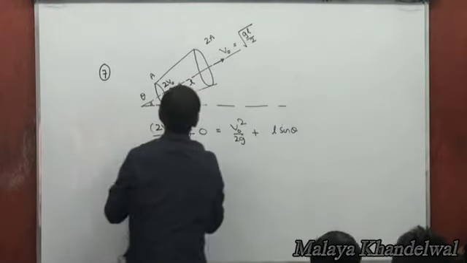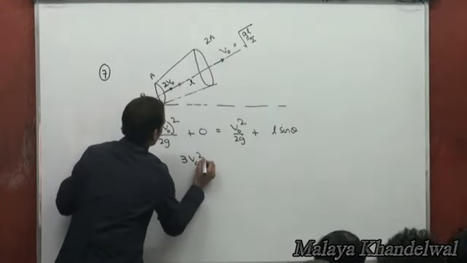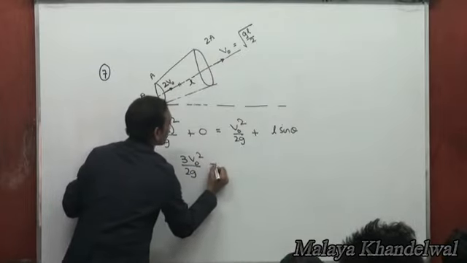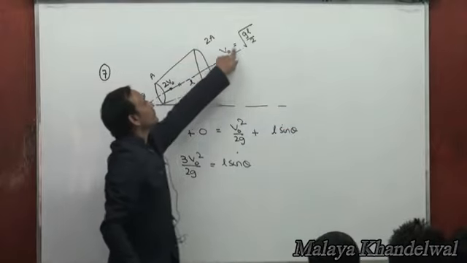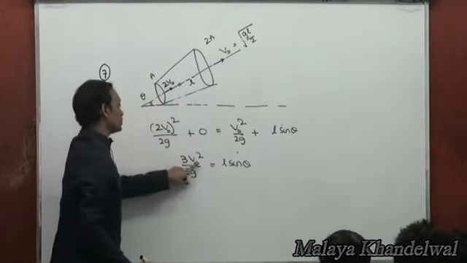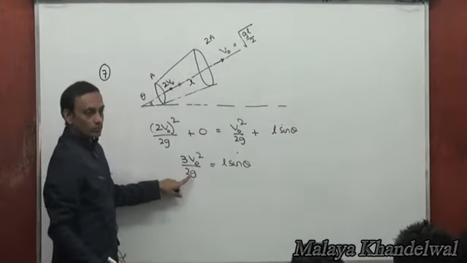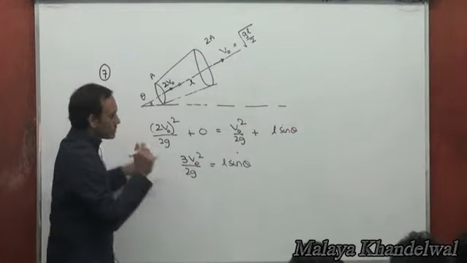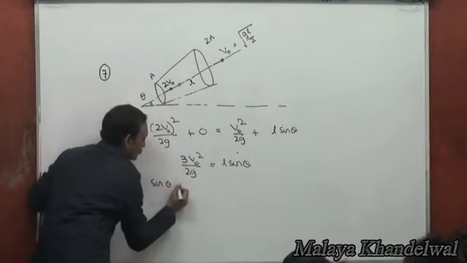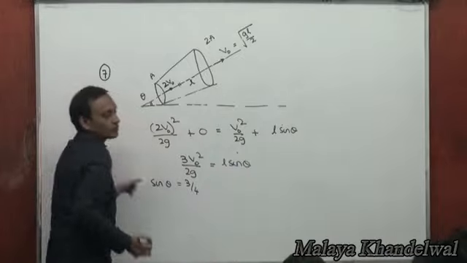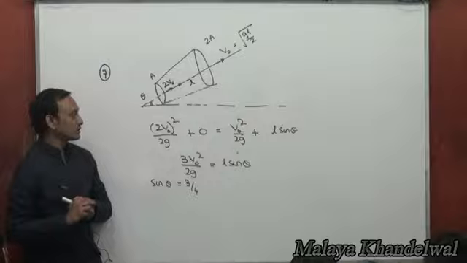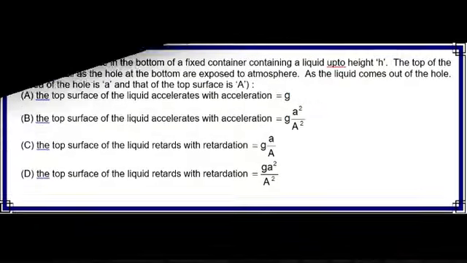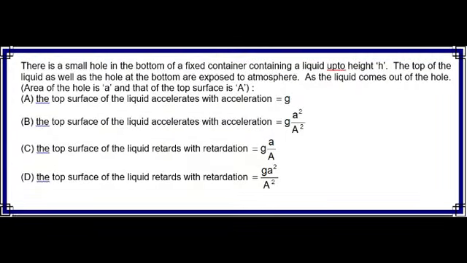And then we clearly have 3V naught squared by 2g equals L sine theta, where V naught squared is gL by 2, so V naught squared is gL by 2, and sine theta is 3 by 4 is what it will become. So sine theta would be 3 by 4. Theta would be sine inverse 3 by 4. Such would be the angle of inclination. Alright.